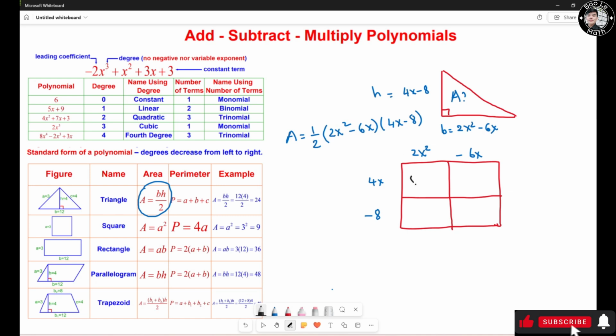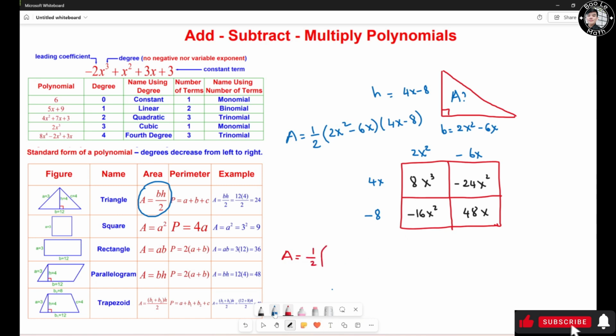4 times 2 is going to be 8. S times s squared is going to be s cubed. 4 times negative 6 is going to be negative 24. S times s is going to be s squared. Negative 8 times 2 is going to be negative 16. And then rewrite s squared. Last one, negative 8 times negative 6 is going to be 48. And rewrite s. Alright, so this guy can be written as A equals 1/2 parentheses.